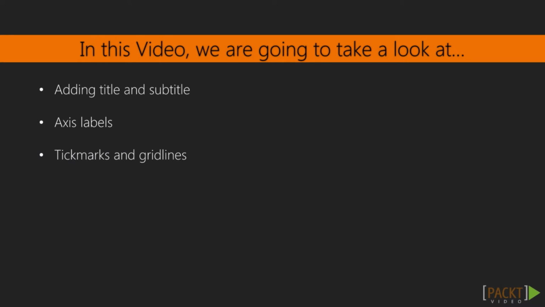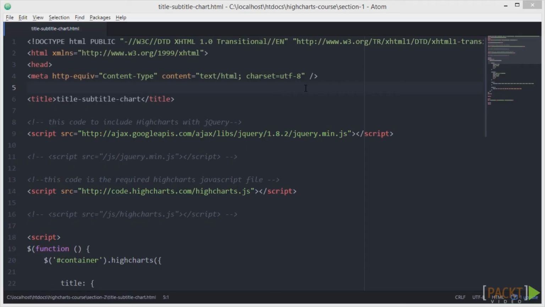By understanding where you need to place code, you can configure the title and subtitle of a chart. We will also look at the axis labels, tick marks, and grid lines. They are closely linked and all scale together. Let's start by looking at the Highcharts code to describe the title and subtitle of a chart. Here we can see code to set up the title and subtitle for this chart.